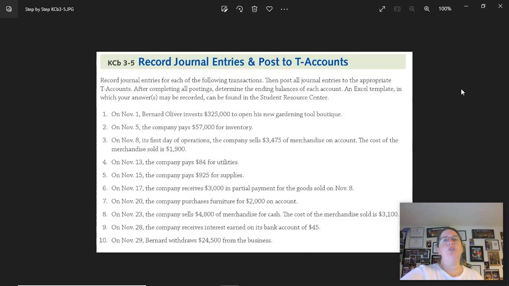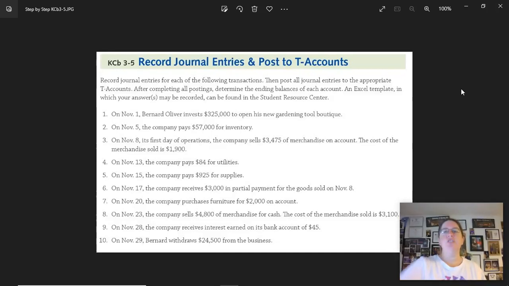So for chapter 3, we're going to look at recording journal entries and posting things to T accounts. Except for this example, we're going to be posting them to what's called a general ledger. T accounts were kind of the precursor to the general ledger. They're used as a learning tool, but if you were to physically do your accounting for your business or for any situation, you're going to be using a general ledger instead of T accounts. So we're going to show you how to use that general ledger.